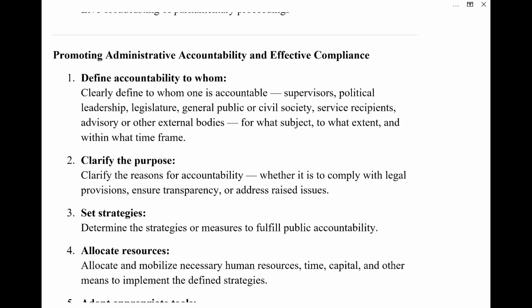Next one is clarify the purpose. Clarify the reason for accountability, whether it is to comply with legal provision or ensure transparency or address raised issue. This should be clarified. Then set strategies, determine the strategies or measures to fulfill public accountability.